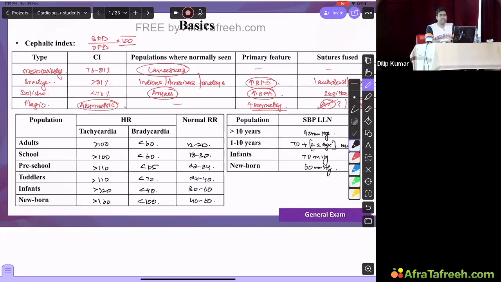Actually, my medal exam case was in Tamil Nadu. Locally, they keep a medal exam. So my medal exam case was a case of tetralogy of Fallot with dextrocardia. That was my case.